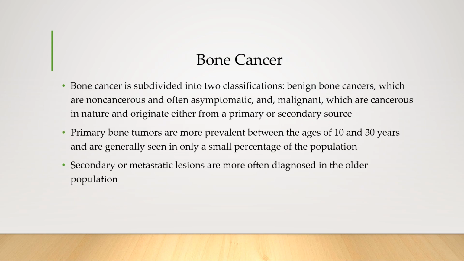So, bone cancer. Bone cancer is subdivided into two classifications: benign bone cancers, which are non-cancerous and often asymptomatic, and malignant, which are cancerous in nature and originate either from a primary or a secondary source. Primary bone tumors are more prevalent between the ages of 10 and 30 years and are generally seen in only a small percentage of the population. Secondary or metastatic lesions are more often diagnosed in the older population.